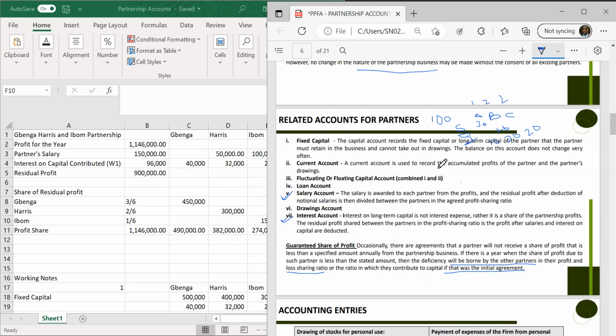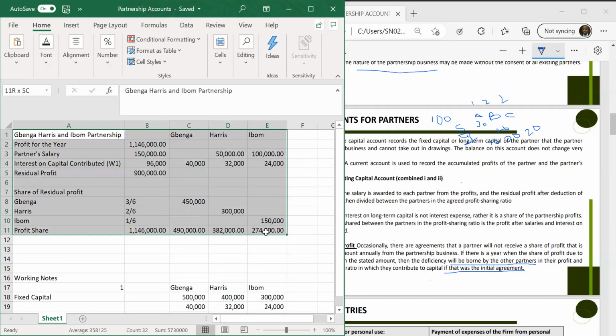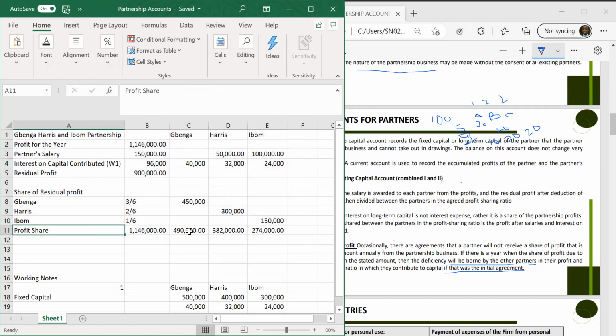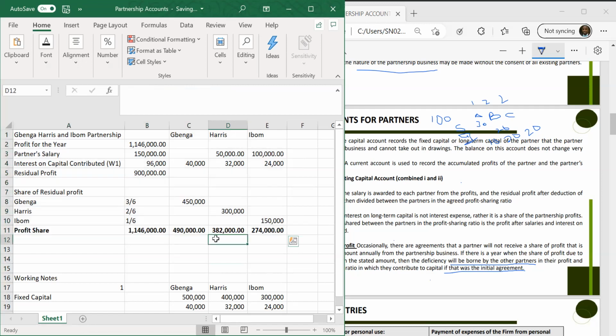Statement of distribution of income. This statement is what you call the distribution of income. So this is the statement of the distribution of income. Are you following me? Yes, sir. This is what you call the statement of distribution of income, but this is not. This is just a profit and loss statement.